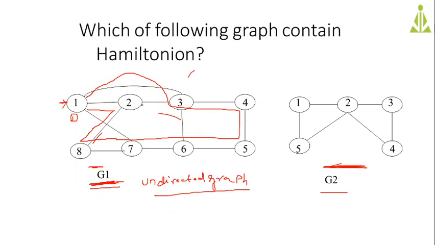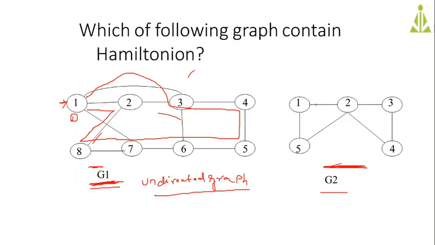Okay, from 1 to 2, 2 to 8, 8 to 7, 7 to 6, 6 to 5, 5 to 4, 4 to 3, 3 to 1. Okay, so this is a path, and this is a Hamilton cycle. The cycle is also happening, and we are getting the path.